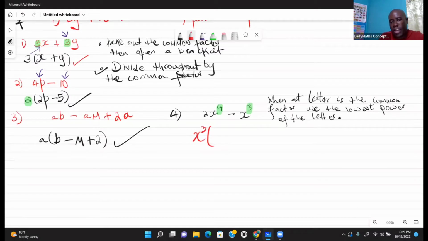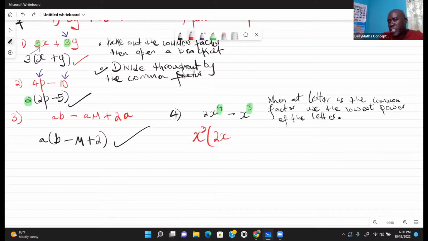Divide this into this, you're left with 2x. Because x to the fourth, when you're dividing it, this third is going to cancel 3 out of it, leaving just x to the 1. But you know, we don't really write the 1. We know that it is to the 1. So when x to the third is divided into this, you're left with 2x.